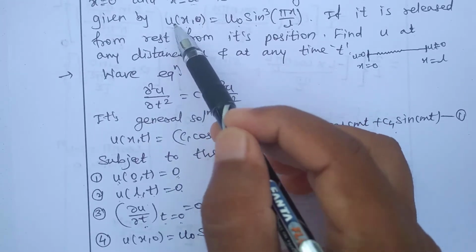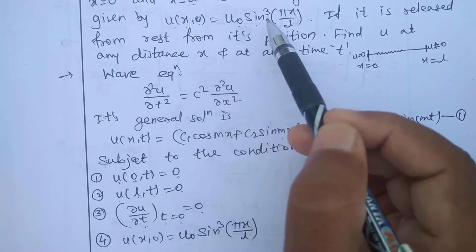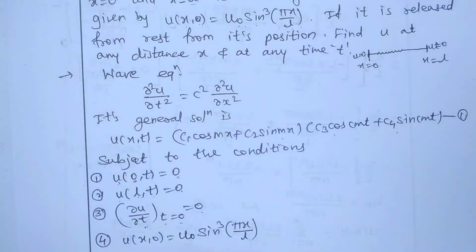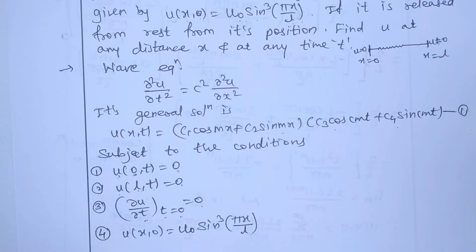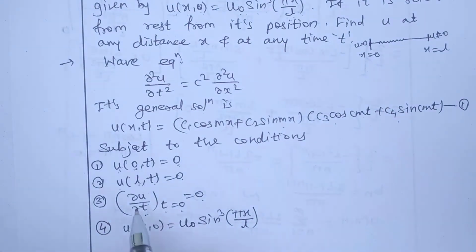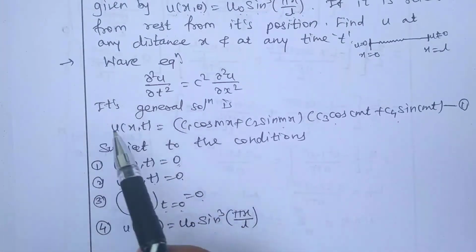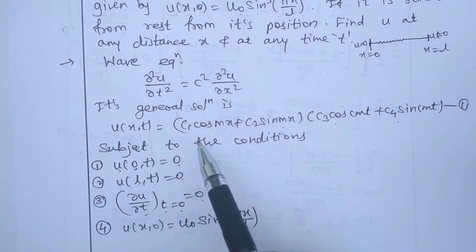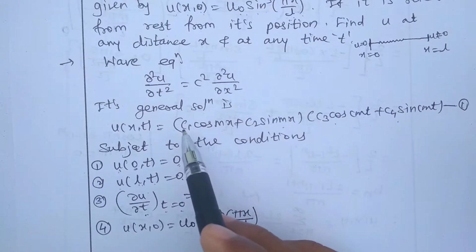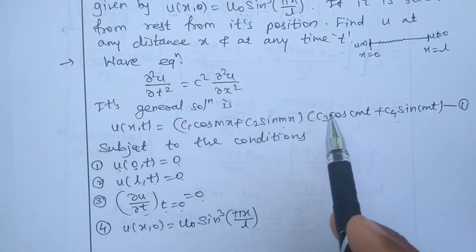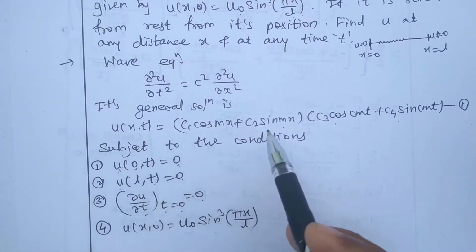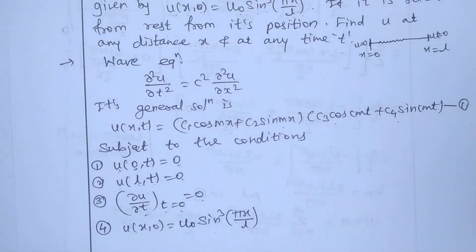So we have given that u of x comma 0 is equal to u0 sin cube pi x upon L. So that is our fourth condition. Now by using these four conditions, we have to solve its general solution and find the answer. By using these four conditions, we have to find the value of C1, C2, C3, C4, or eliminate C1, C2, C3, C4 and m.